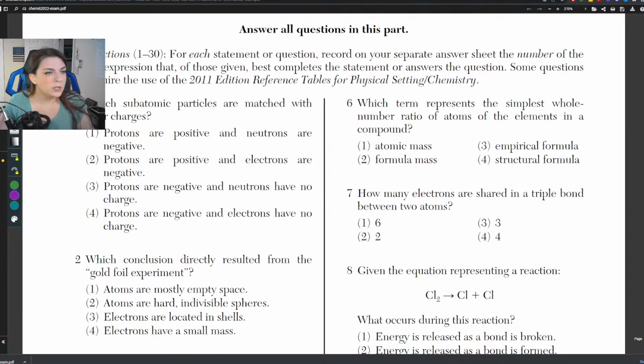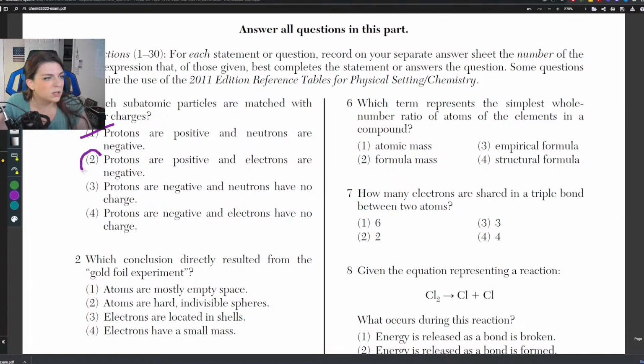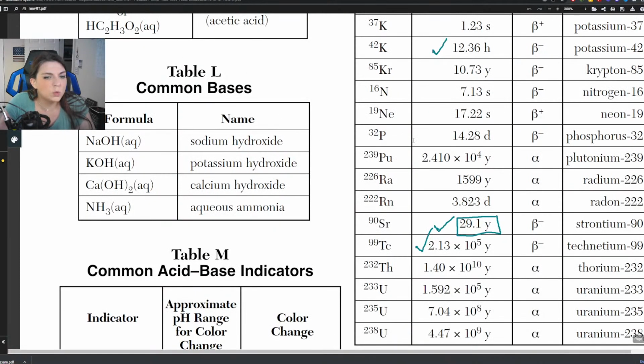So we know that protons are positive, neutrons are neutral. So it can't be this one. Protons are positive, electrons are negative. That is the answer. Protons are positive and electrons are negative. Nope, protons are negative. Nope. Okay.